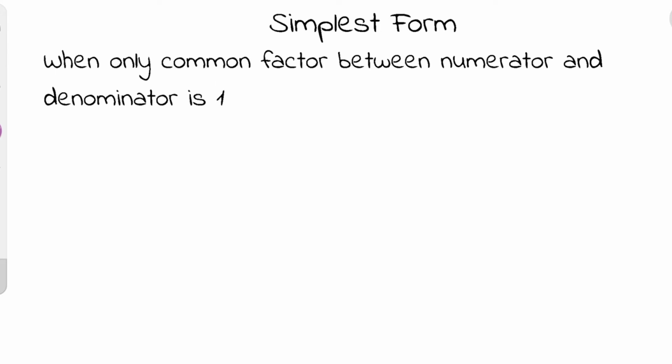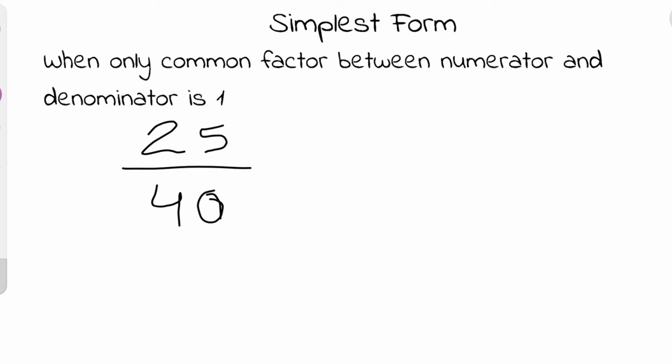Simplest form. A fraction is said to be in its simplest form when the only common factor between numerator and denominator is 1. For example, take 25 upon 40. Now the common factor between the numerator and denominator is not only 1. They have other factors also. That means this fraction is not in its simplest form. Now what to do to bring it to its simplest form?